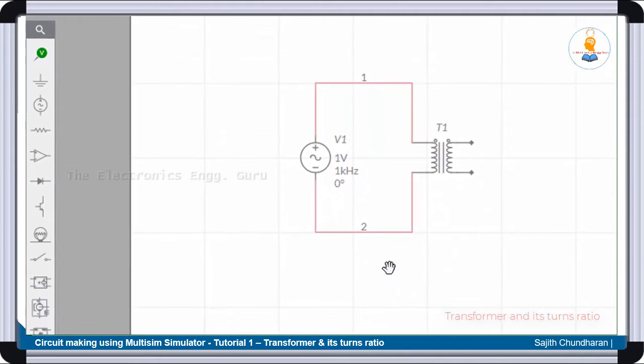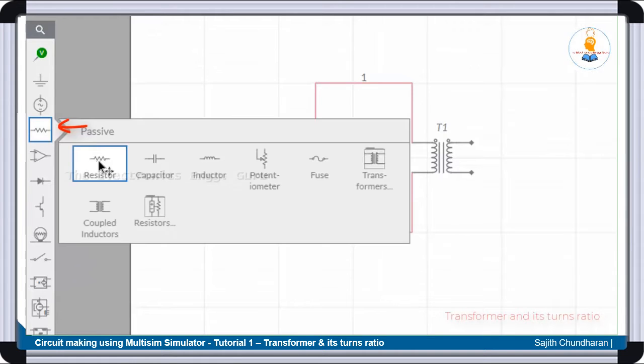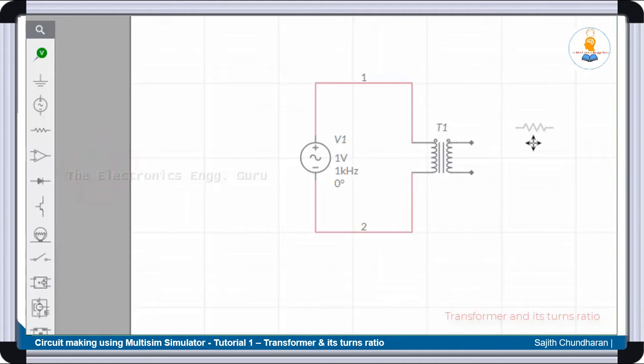Let us now connect the secondary side. For the secondary side we actually need a load resistor. So where do I find a load resistor? Again I go to this passive, click on it, and you will be able to see a resistor R. Let me left click that, and now it gets selected automatically. You don't need to do anything for placing it.